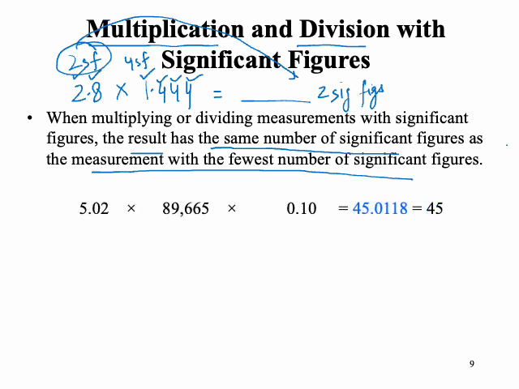Let's try an example. For example, if this is your question, 5.02 times this times this. If you plug this into your calculator, it will give you this whole thing, 45.0118. Now, because this is multiplication, this is how many sig figs? 3. This is 5. And this is only 2 sig figs. Why? Because this 0 in the beginning is not significant. Out of the 3 measurements, 2 is the least number, so I have to reduce my number to 1, 2 sig figs, which is 45. And I'll explain why 45 and why not 46 or something in a little bit.